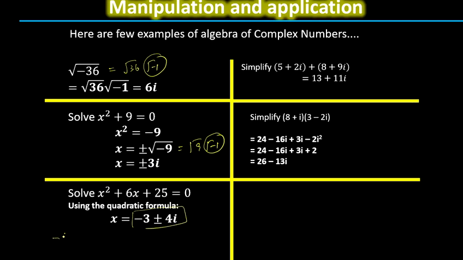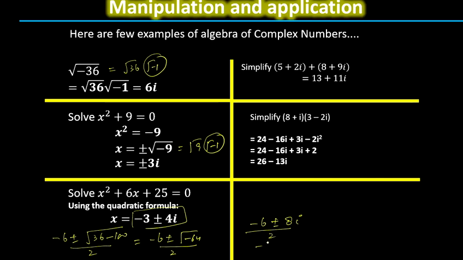Minus b plus minus under root b square minus 4ac divided by 2a. So minus 6 plus minus root of negative 64 divided by 2. Root of negative 64 I can rewrite as negative 6 plus minus 8 iota, because 64 is the square of 8 and root of negative 1 is replaced by iota. If I take 2 common, minus 3 plus minus 4 iota, same is the result.